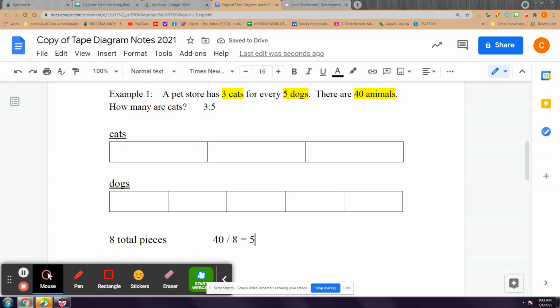Okay, so guess what? We take that 5 now and we put the 5 in each piece of tape, each box. 5, 5, 5. And for the dogs too. 5, 5, 5, 5, 5. Perfect. Okay. I'm sorry that these are underlined. You do not have to underline these ones. I will get rid of that.